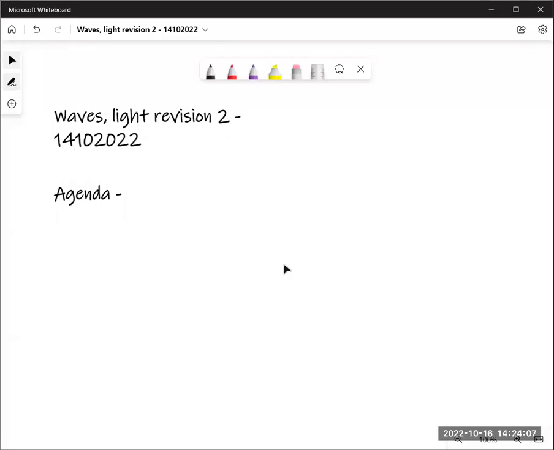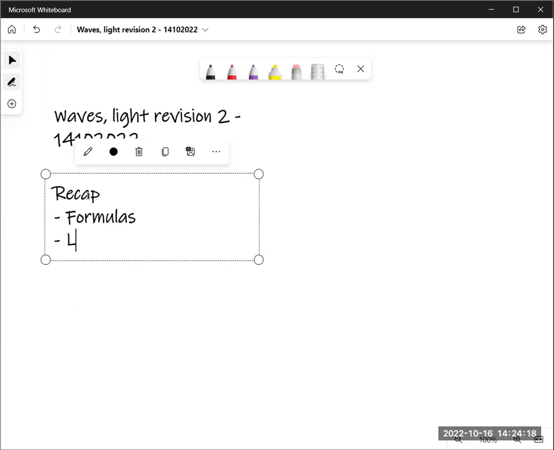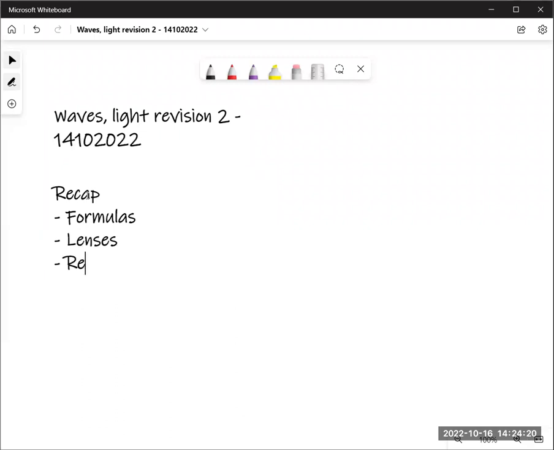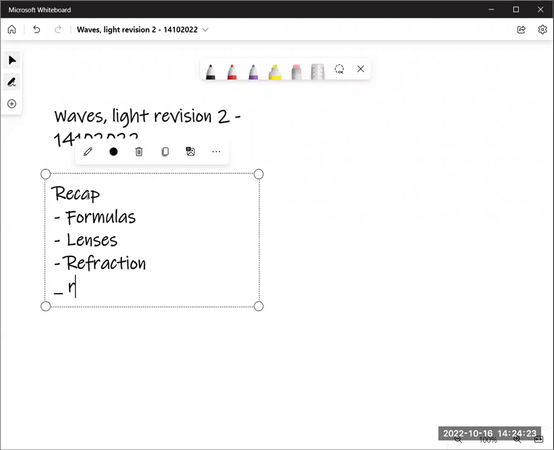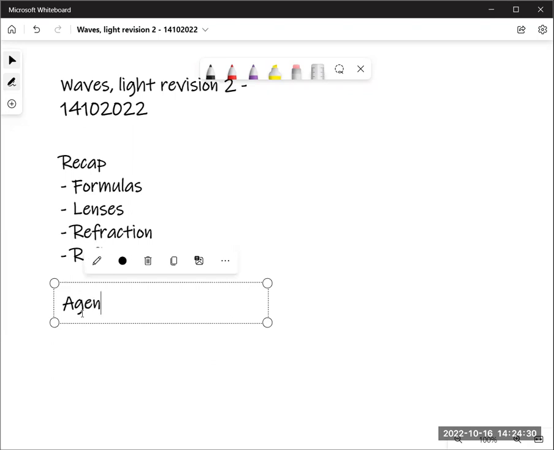We're studying IGCSE Physics and we're revising light waves. Now, in the last class, let's recap what we did. We looked at formulas, we looked at lenses, we looked at reflection. Now, today's agenda is to do past papers. It's a practice class.